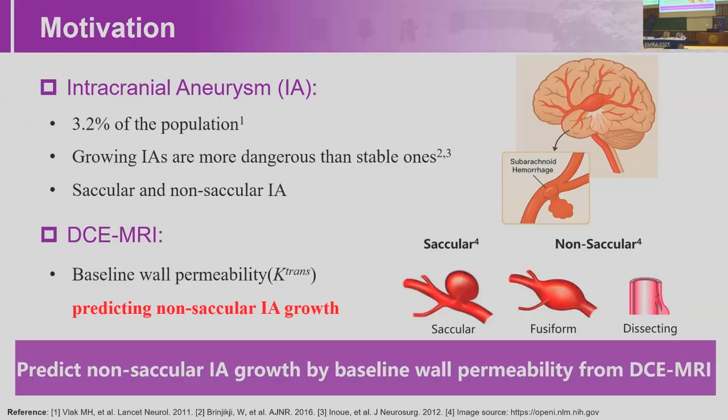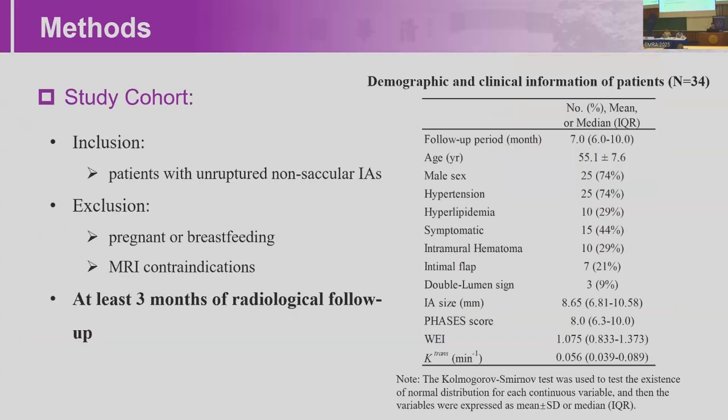there is a substantial difference between saccular IA and non-saccular IA. So in this study, we aim to predict non-saccular IA growth by baseline wall permeability from DCE MRI.